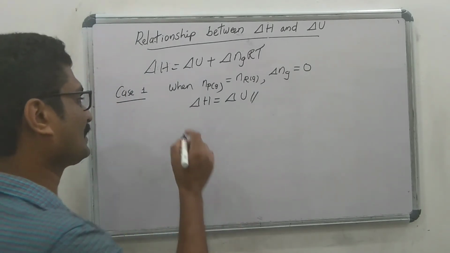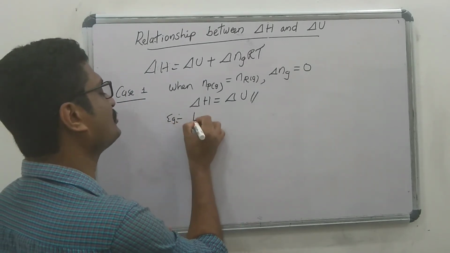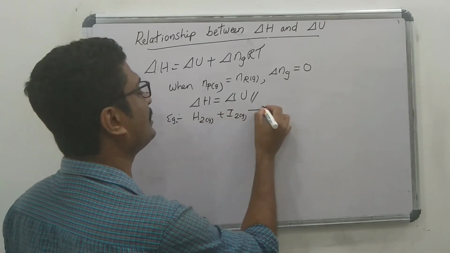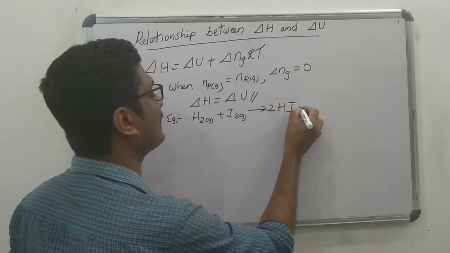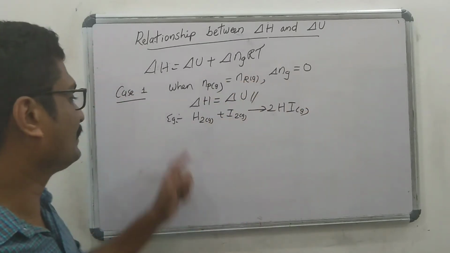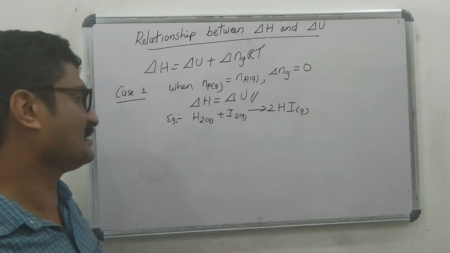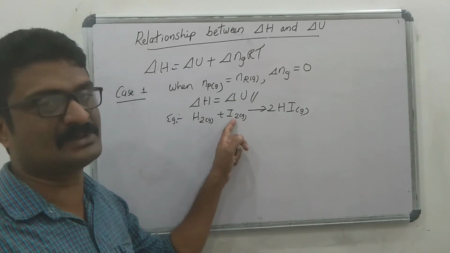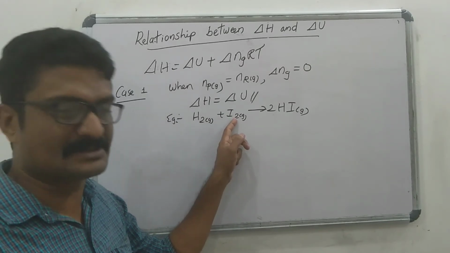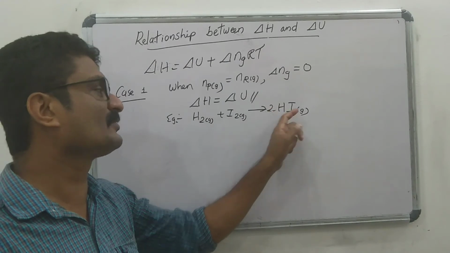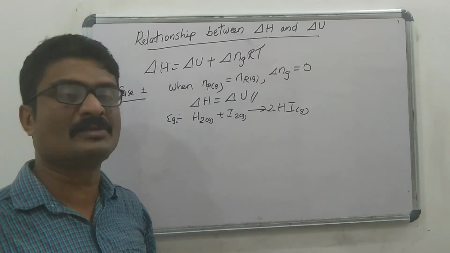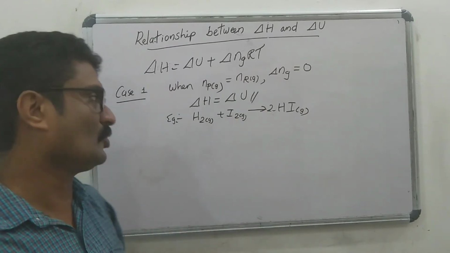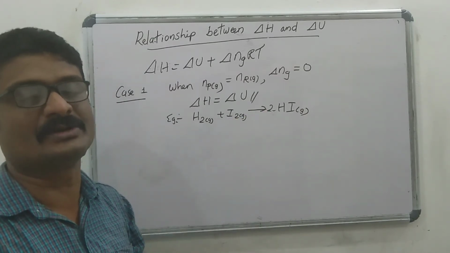Example, H2 gas plus I2 gas gives 2HI gas. Here the number of moles of the gaseous reactant is 2 moles, 1 mole H2 and 1 mole I2. 2 moles of reactants are involved in this reaction. Then 2 moles of products are formed during the reaction. Then here delta Ng equal to 0. Then delta H equal to delta U.